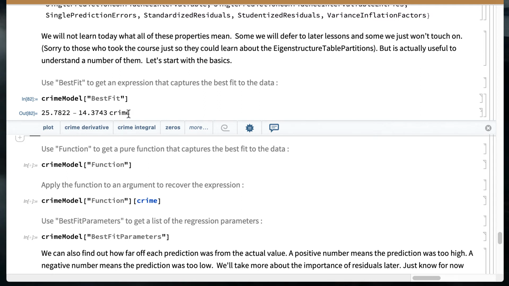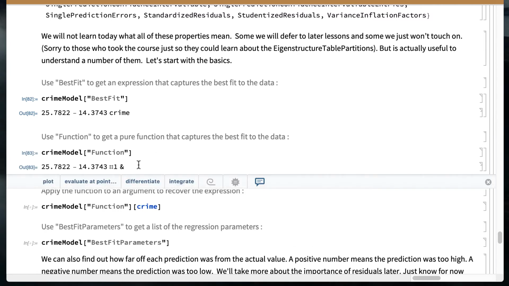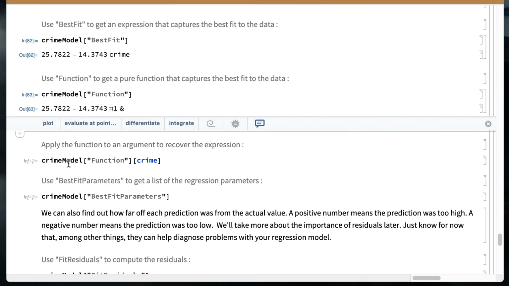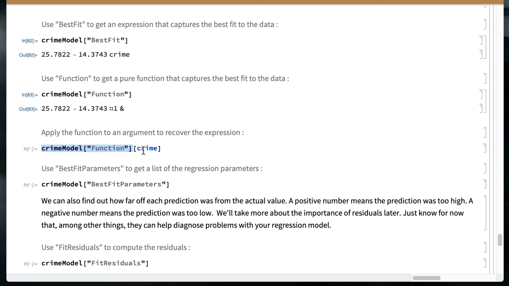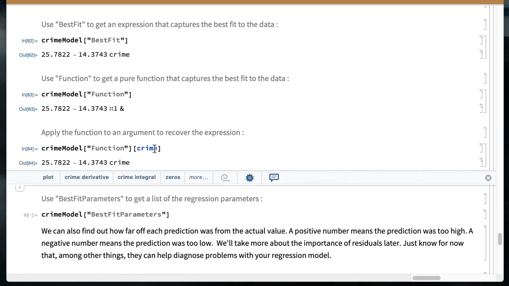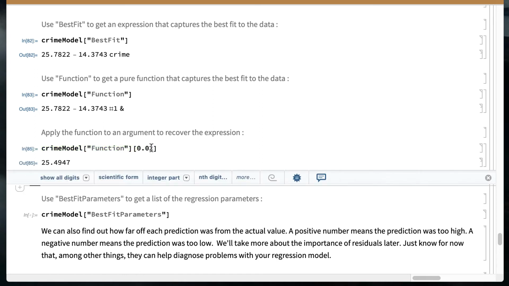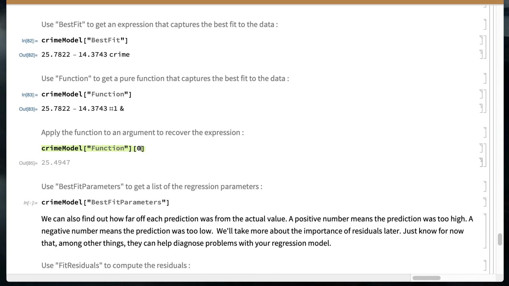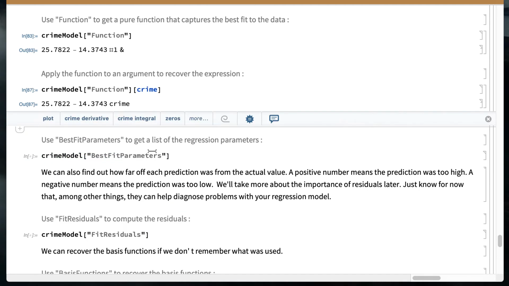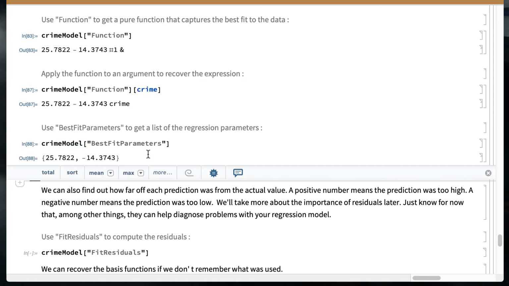You might want your function to be in the form of a pure function rather than an expression here, so that function will do that. You might want to take this function and apply it to some value for crime. So there's the abstract thing. You can recover the expression that way. You could also say, well, what if crime is 0.02? And you could find out that that's going to be your best prediction for what the price of a home is, whereas if crime was 0.3, the price of the home under this model would go down. Or you might just want a list of the best fit parameters. This is very similar to what ArgMin gave us. There they are.